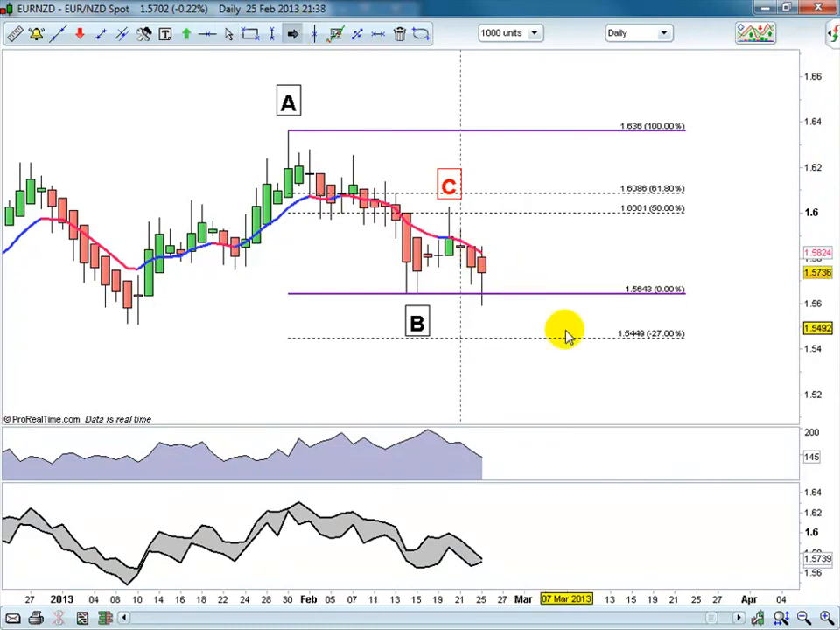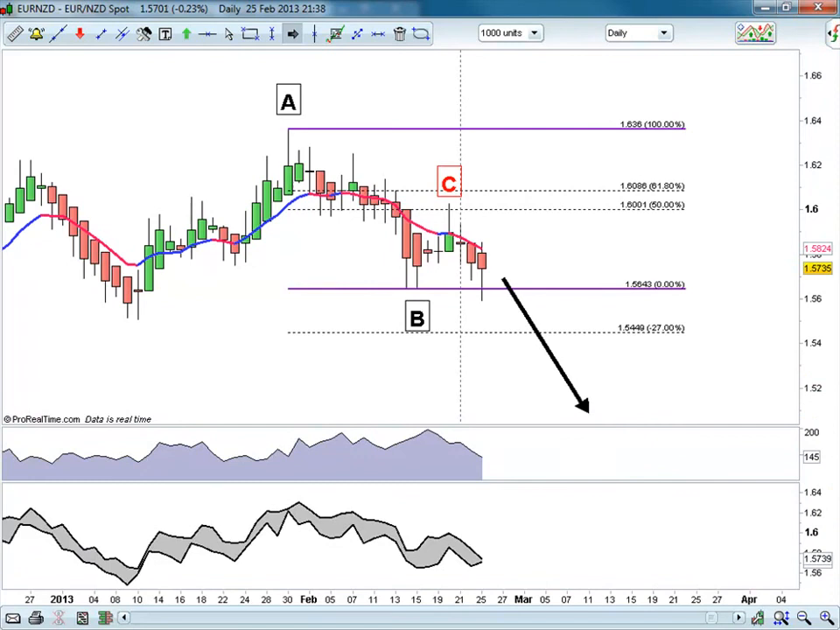But there's no reason at this point not to expect that the euro base pairs will continue down for many, many weeks ahead. So who knows, this could very easily turn into a very big downtrend worth 500 or 1,000 pips, somewhere in that range. So it's worth a shot.